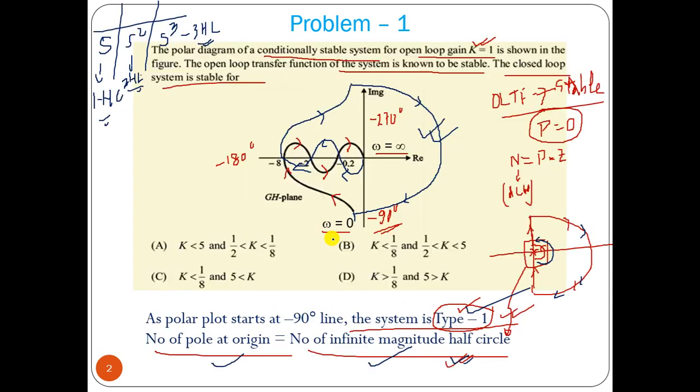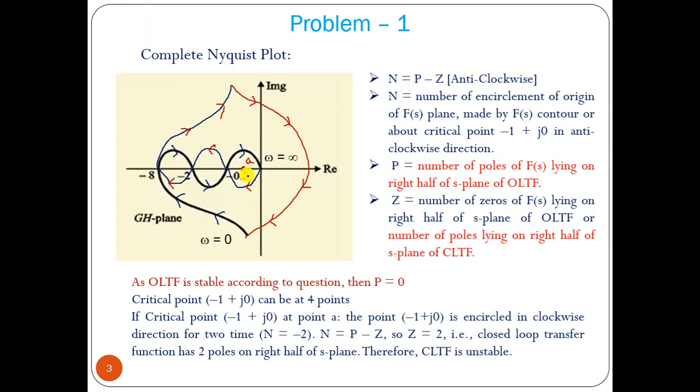So what we have to find out is the range for which the closed loop system is stable. Now k equal to 1, this is the plot. So we can write this point equal to minus 0.2k, this one equal to minus 2k, and this one equal to minus 8k. That we can write without any confusion.